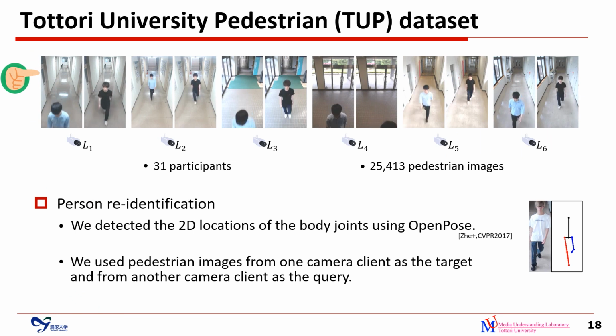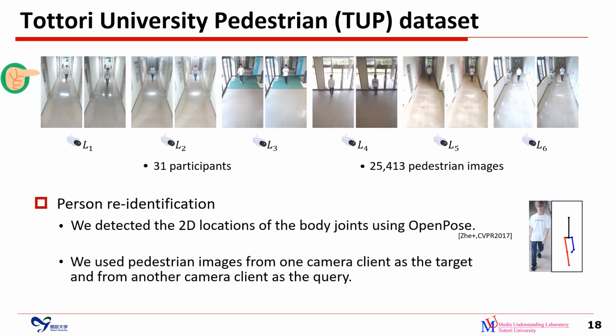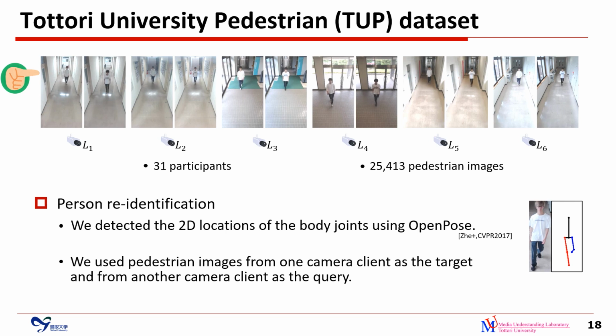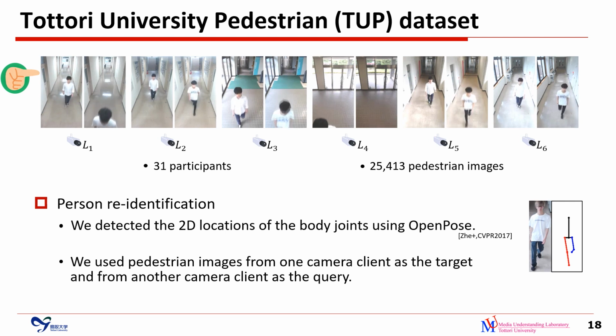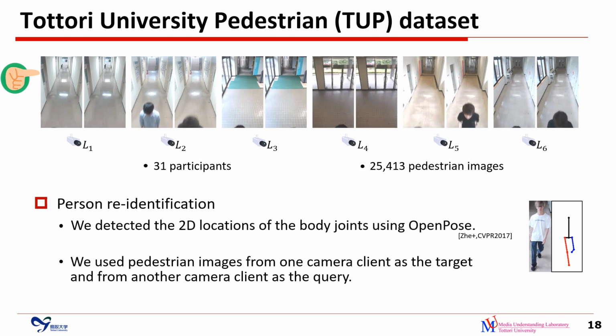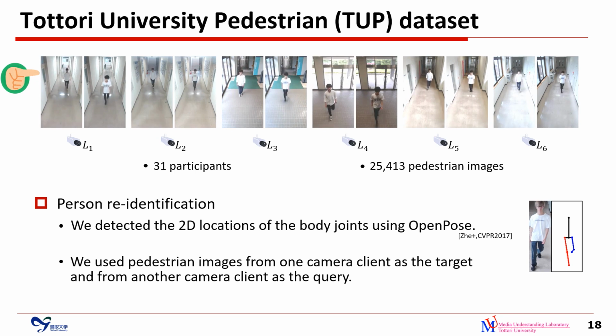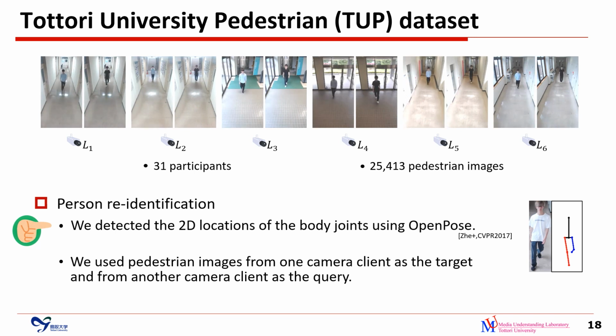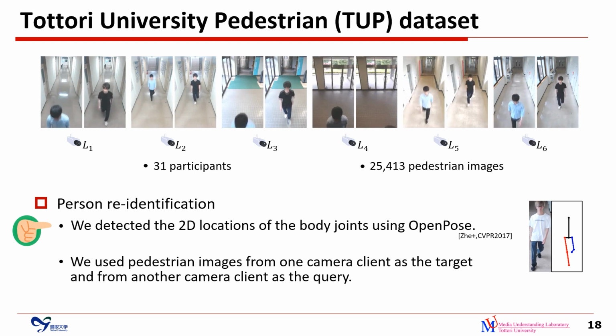We collected pedestrian images when walking along indoor corridors using 6 camera clients. We used a USB camera and the frame rate was set to 30 fps. The number of participants was 31, but the number of people walking at the same time was limited to 1. There were about 25,000 pedestrian images. We detected the 2D locations of the body joints from images using OpenPose.